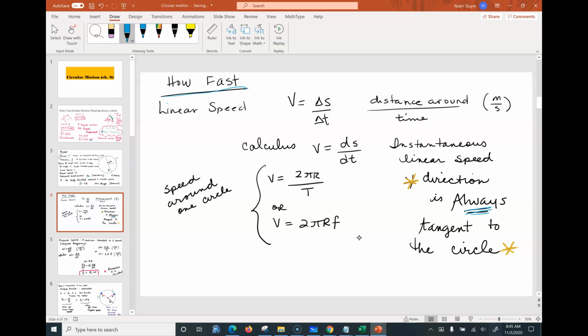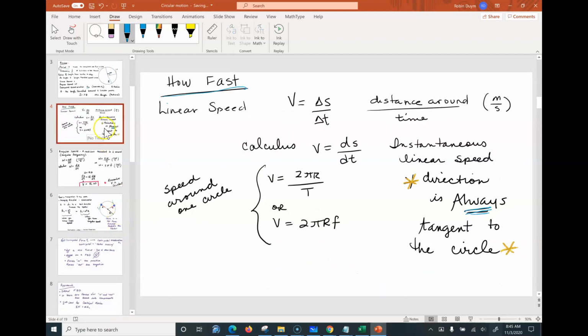Now, a couple other ways that you could write this. If you want to do one circle, you can just say that your speed is going to be 2 pi radius divided by time. Or you can write it as 2 pi times the radius times the frequency, because these two are reciprocals. All of this should be really big review, right?